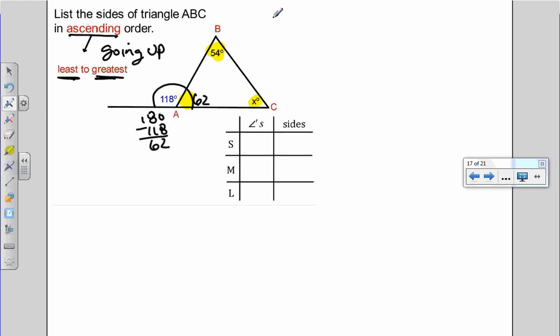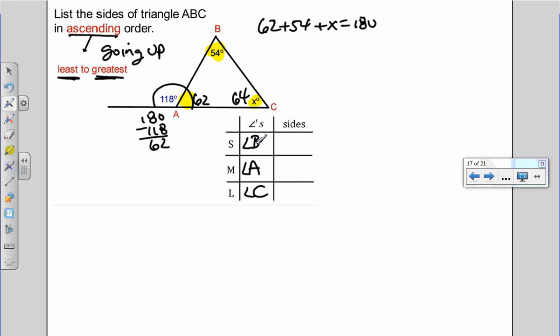Well, I can figure out angle C now, because 62 plus 54 plus x equals 180. Remember that the 3 angles inside of a triangle add up to 180. So 62 plus 54 is 116. Angle C is 64 degrees. And now I can do my small, medium, large. Angle B is smallest. Angle A. And then angle C.